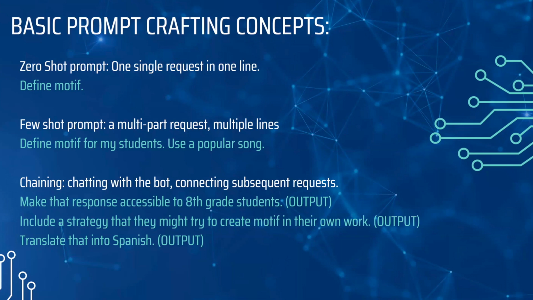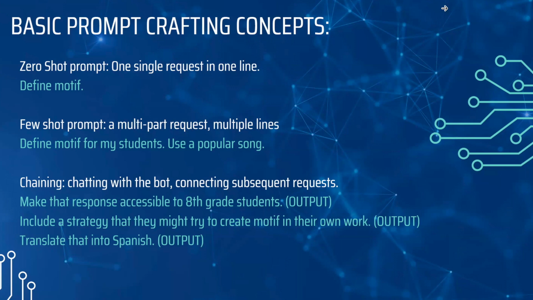So there are some very basic concepts that might be helpful to some of you. When you're a brand new user, even today, when you're in the room, if we begin to play with it, most people start by using what's called a zero shot prompt. And that means that you open up ChatGPT or you open up Claude or any other tool of your choice, and you think a little bit about what you want it to do for you. And you tell it to do something in one sentence, like define motif.